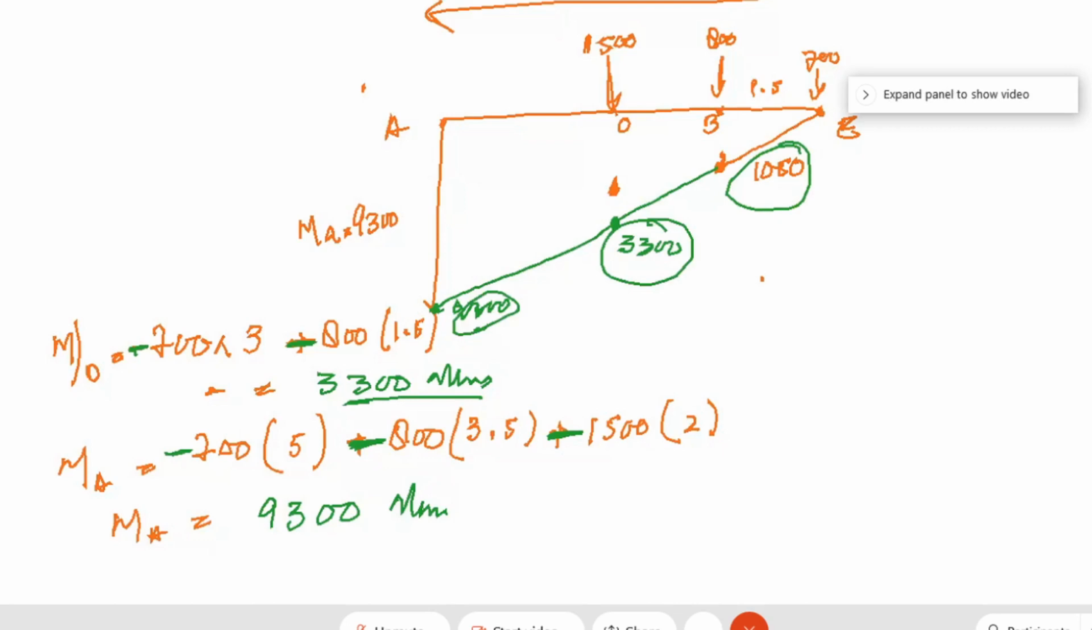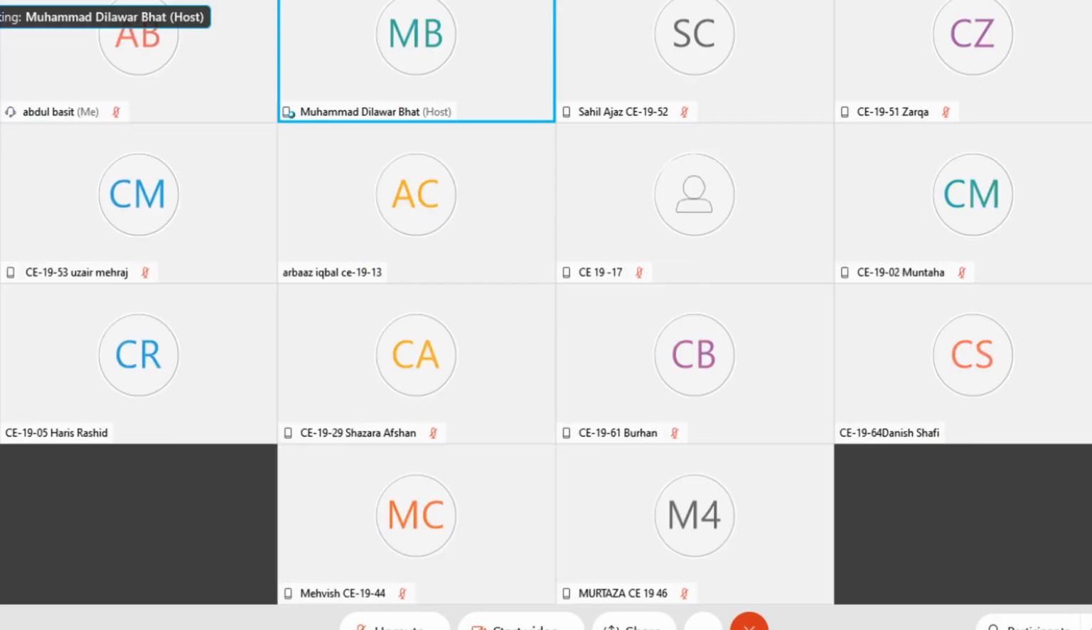This is how you can do it at different points. Maybe I will spend more time with this. You should work on this, getting an understanding of it properly. Shear force and bending moment diagram. I'll spend some more time on this in our next class. This is enough for today.